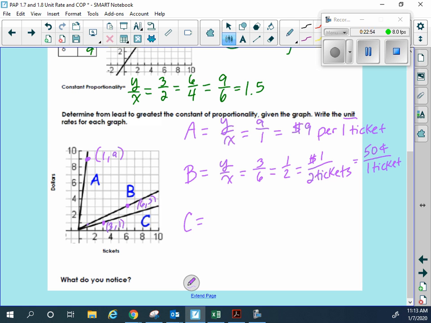And the reason why that has to go on the bottom is because this is my Y, this is my X. Therefore, X has to be on the bottom, which is tickets. Tickets must go to the 1. Oh, okay. So if it's the unit rate, the one's on the bottom.